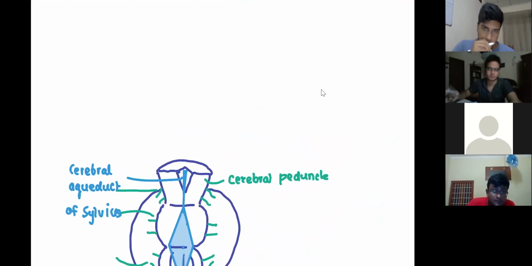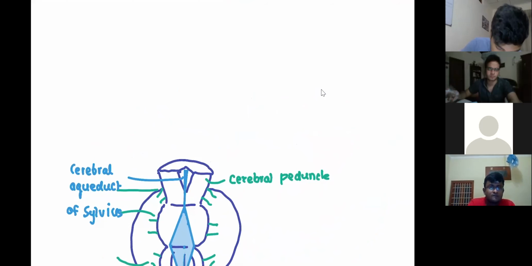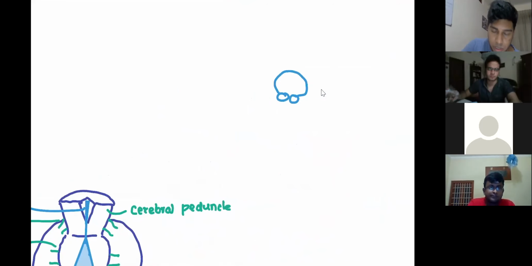Now, I need you to understand this. This is called the cerebral peduncle for a reason. This is the point at which the cerebrum will connect. And the cerebrum, don't draw this, think of the cerebrum like this. It has a base, don't draw this, and it connects like this. Now this base area is called the diencephalon.